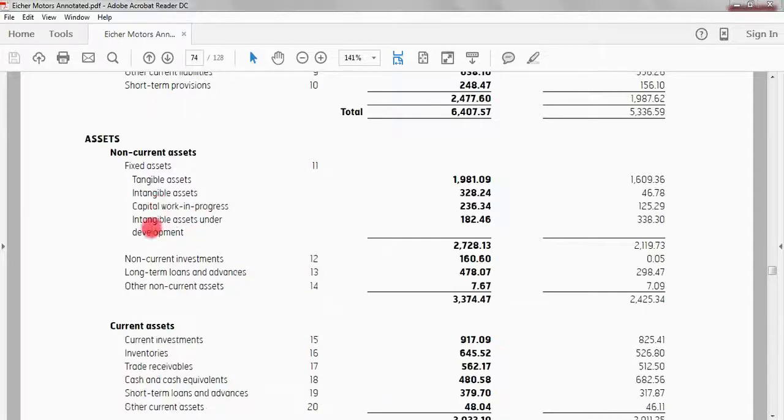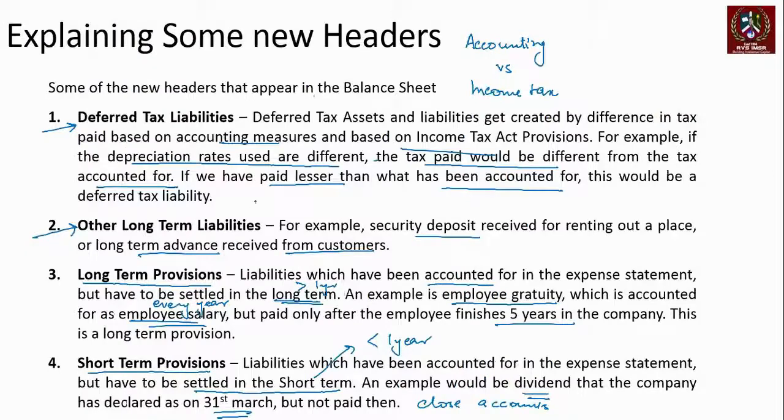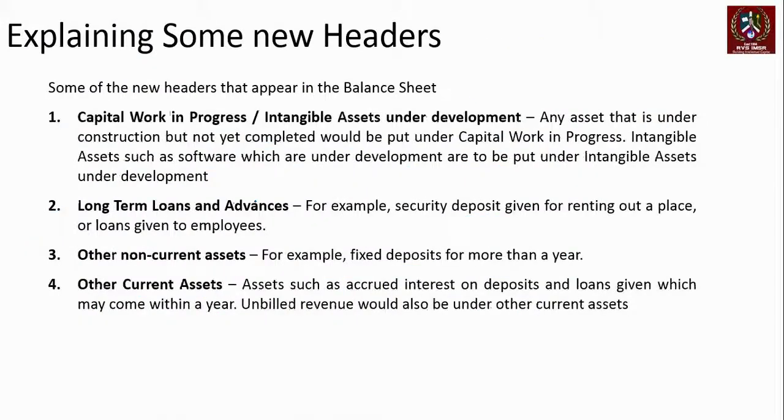Let's first talk about capital work in progress and intangible assets under development, right? Now, every year, any fixed asset, let's say you're building a factory that is under construction but not yet completed, right? This would be put in capital work in progress. Once it gets completed, CWIP, capital work in progress, will move towards fixed assets on completion. But at this point of time, the factory is being built, so you keep it under capital work in progress.